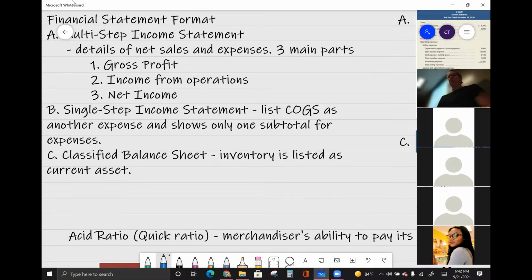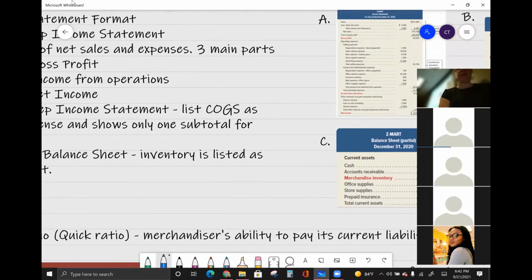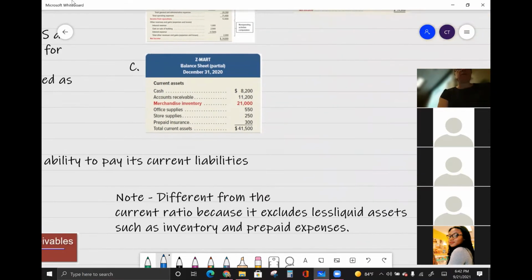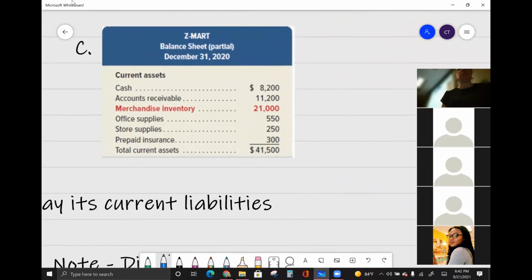Okay, and then we have the classified balance sheet where the inventory is listed as a current asset. So you see it's right there under the accounts receivable. That's usually where it's at. Cash is usually always first. It's most liquid, obviously, it's cash.